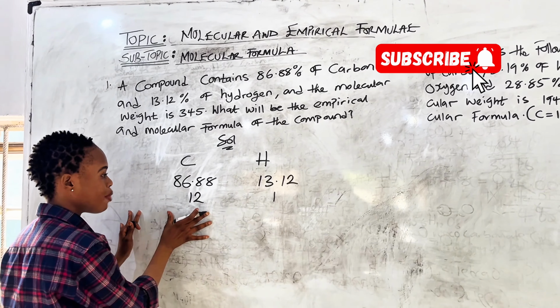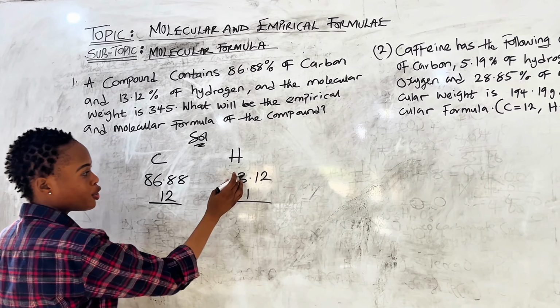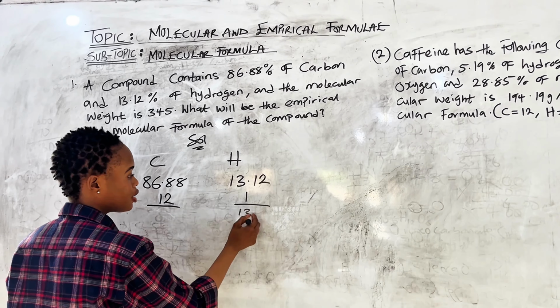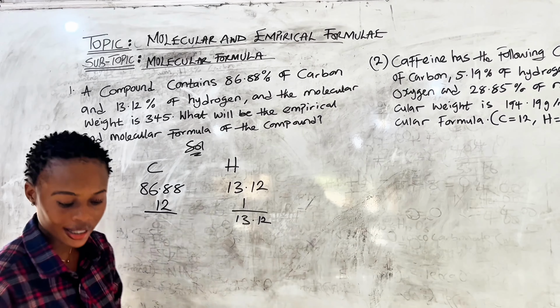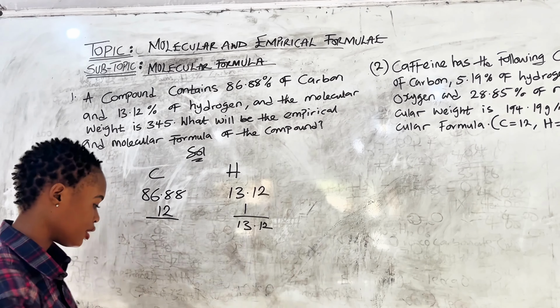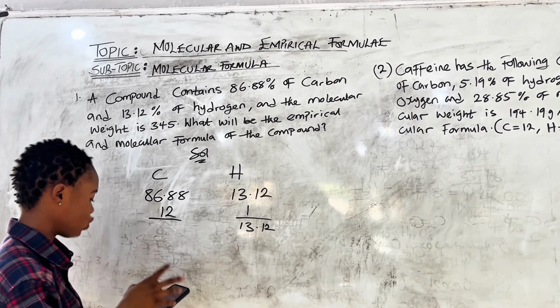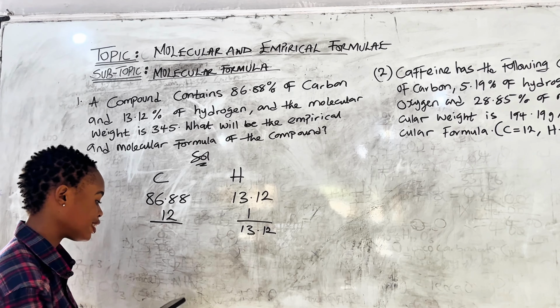Now that we have written the mass number, we're going to be dividing. We know that 13.12 divided by 1 is 13.12. And we're going to be dividing 86.88 divided by 12. So what we have is 7.24.